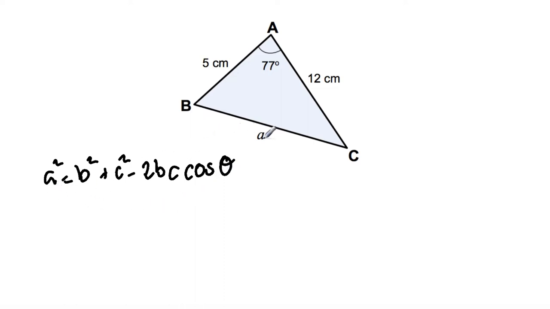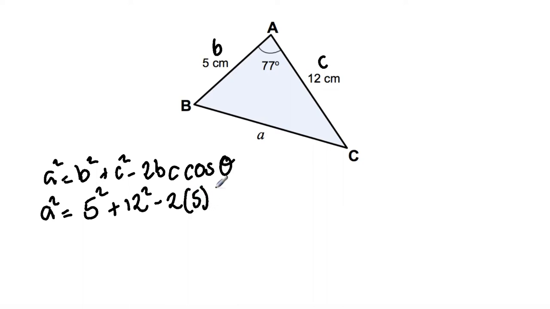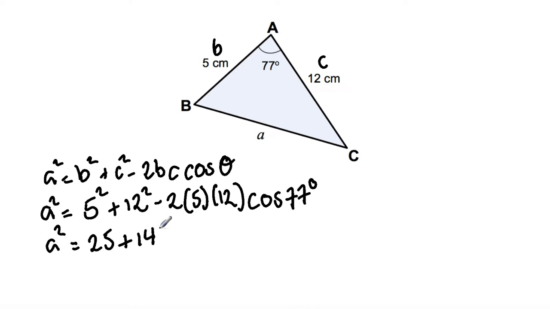Okay, so a is always opposite the angle given to us. Now I'm going to label this side B and this side C. I'm just going to substitute all the information given to us into the equation. So we have A squared is equal to 5 squared plus 12 squared minus 2 times 5 times 12 cos 77 degrees. Now I'm just going to simplify it further. So we have A squared is equal to 25 plus 144 minus 120 cos 77 degrees.